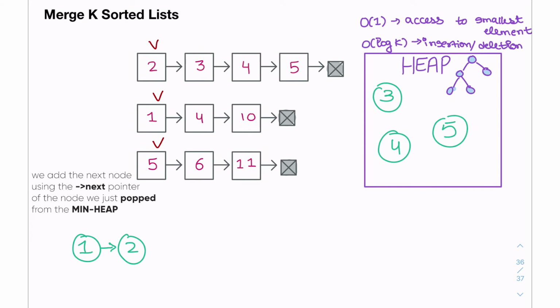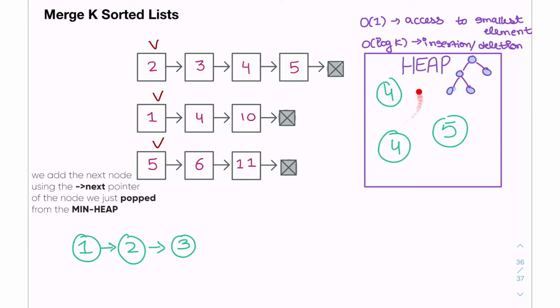So we take the 3, add it to the new list and we remove it from the heap and we add the next element after the 3. So we see that we just removed 3 from the heap. The next element is 4. So we add the 4 into the heap. Again, we ask the heap for the smallest value that it contains. It returns to us 4.